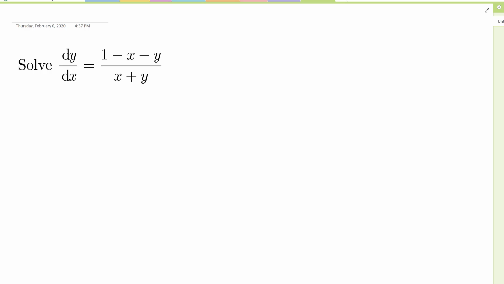Folks, we're in the process of solving some differential equations with substitutions, so I want to go ahead and do this one. You could try a few different substitutions. For example, you could say, let's let v equal 1 minus x minus y. That might be a good guess to start with, but it turns out that that actually makes life difficult. So instead, let's go ahead and let v equal x plus y. That actually works a little bit better.